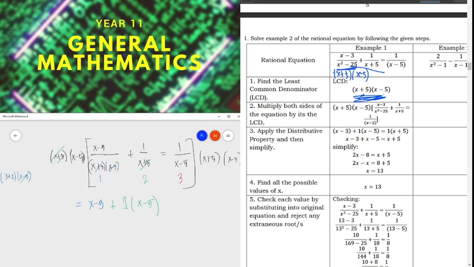Then let's move to red. Red is this one. So we have x minus 5. So we are left with equals to 1 times x plus 5. Then we simplify. Okay, so we simplify x minus 3 plus x minus 5 equals to x plus 5. Okay, simplify again.